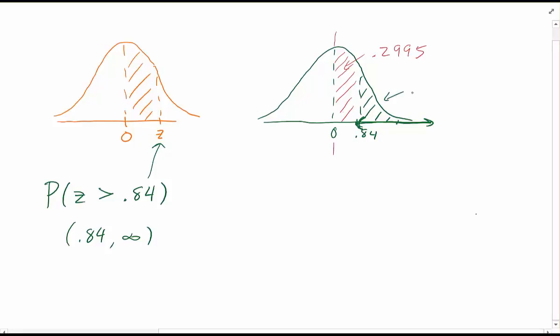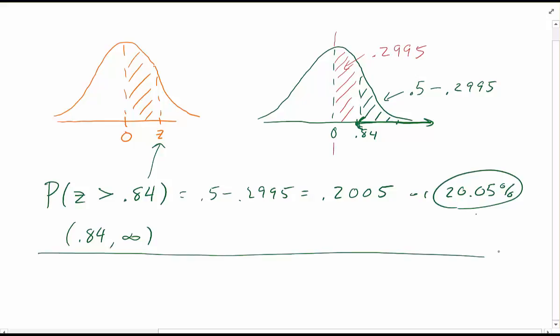So to get the area, or the probability of being in the interval, is going to be 0.5 subtract 0.2995. And that will be 0.2005, or 20.05%. That would be my answer.